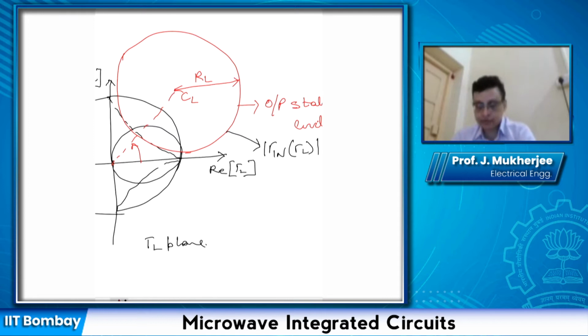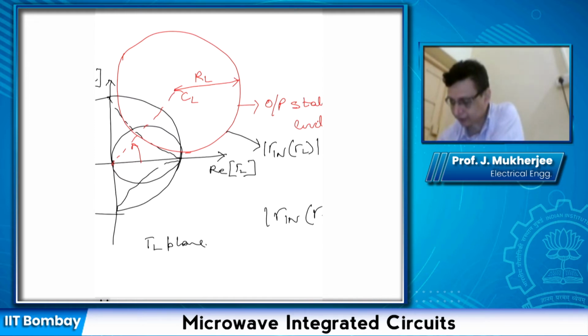The question now is, which is the stable region? The inside of this circle or outside of this circle? How do we determine that? First of all, see that for stability, let me write down the condition that gamma in as a function of gamma L should be lesser than 1. Now, let us see what is gamma in at gamma L equal to 0.